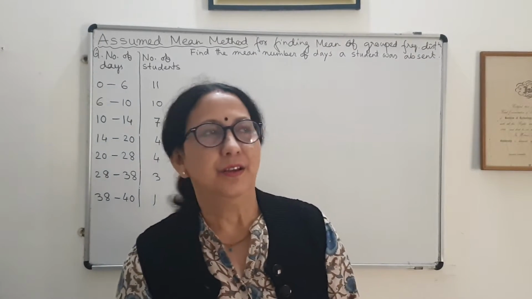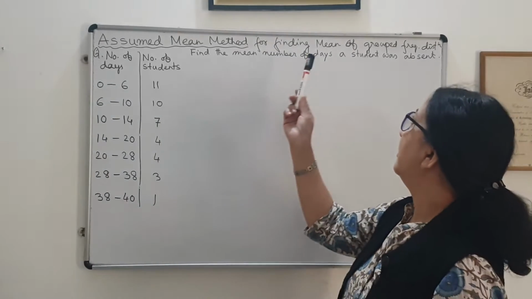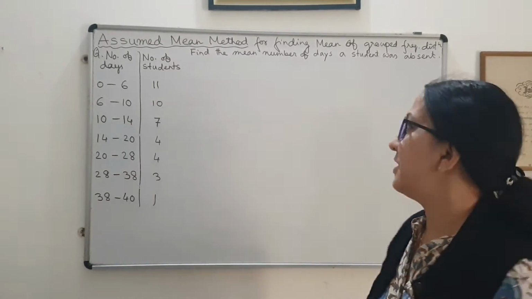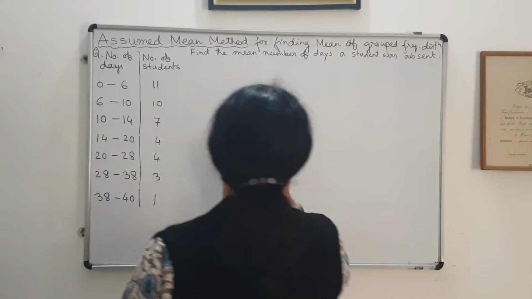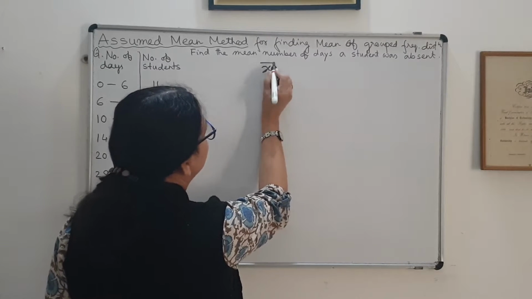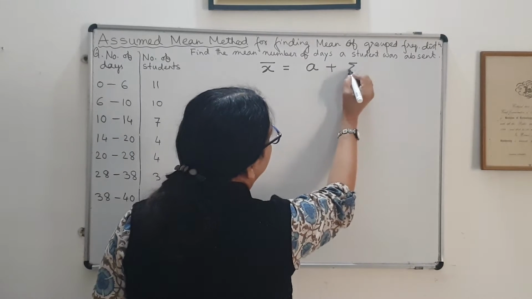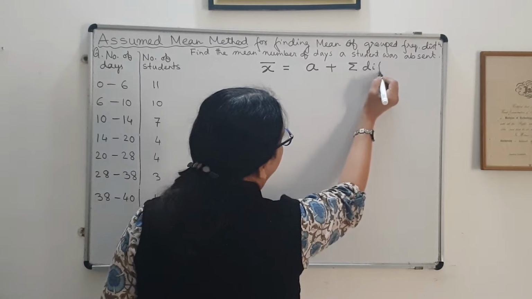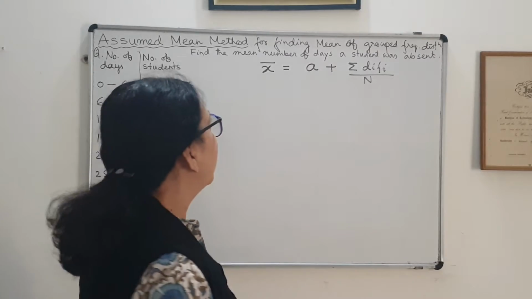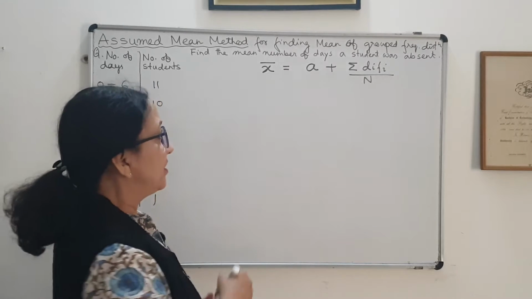Hi everyone. So today I'll be explaining the assumed mean method for finding the mean of a grouped frequency distribution. The formula for the assumed mean method is this. The mean is equal to A plus sigma di fi upon n. So what is n? N is the total number of observations, and A is the assumed mean.